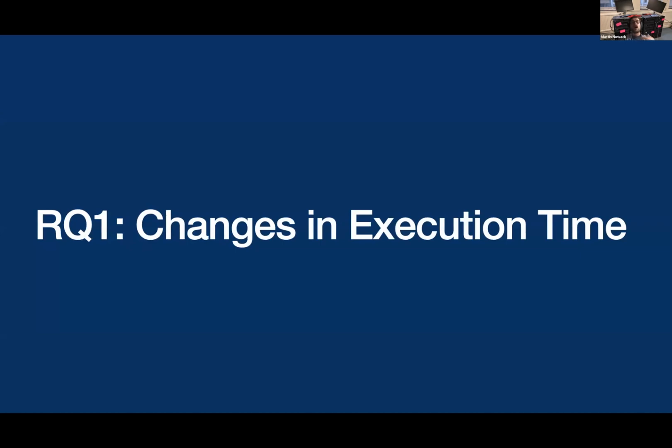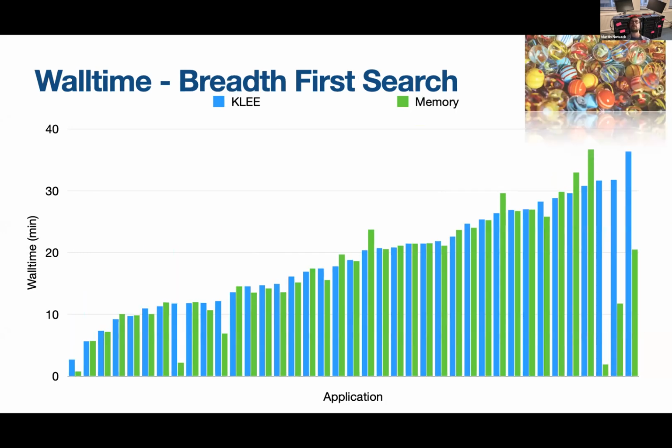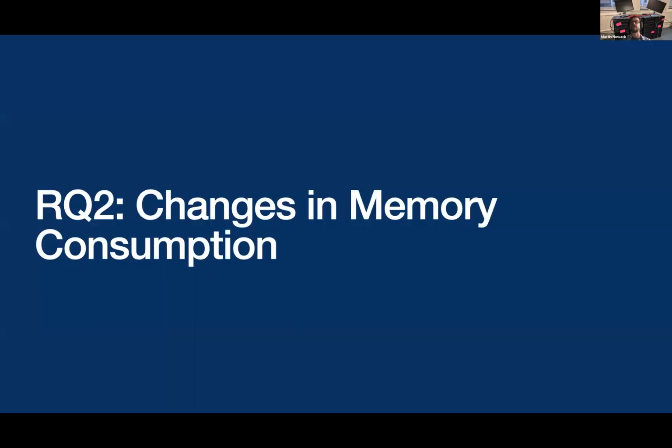So how does it change the execution time of the application? In depth first search, what you can see is that the original KLEE implementation is a bit slower, but also the memory-based implementation is a bit slower. There are a couple of optimizations which give some additional throughput improvements, for example, for caching lookups. Similar behavior in wall time is also seen for the breadth first search. The behavior is quite the same.